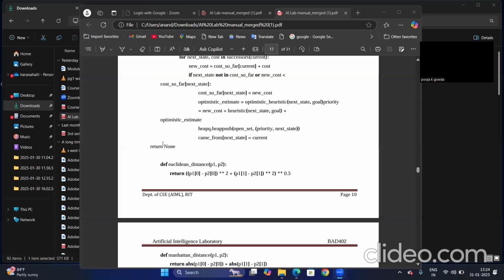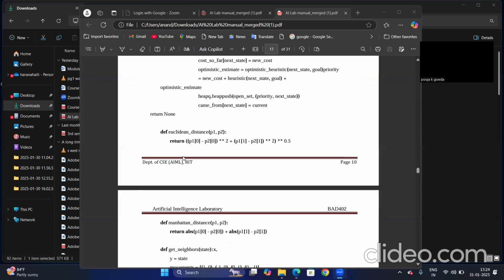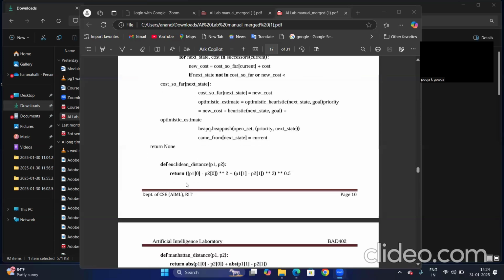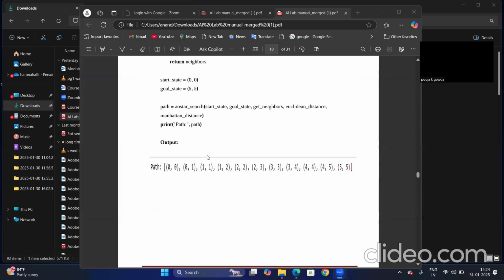Here is the problem. Here are the program steps. The distance used here is the Euclidean distance. This is the output of the AO star algorithm: the path evaluated from the start node to the goal node.